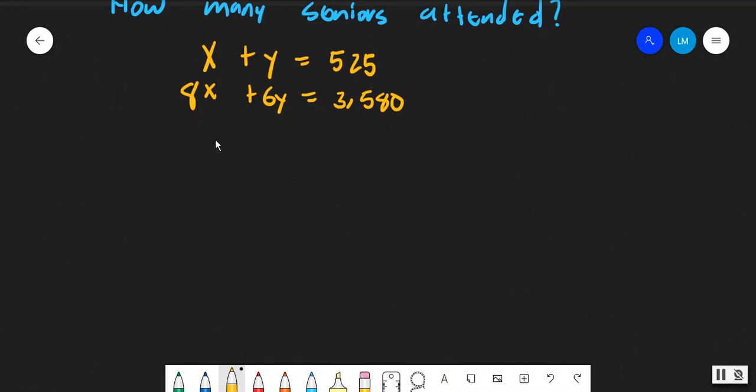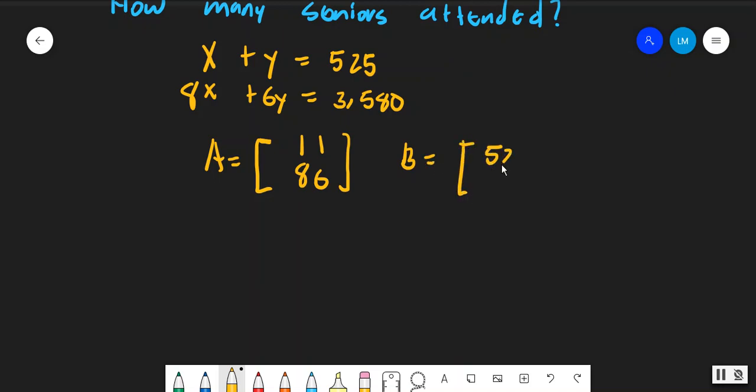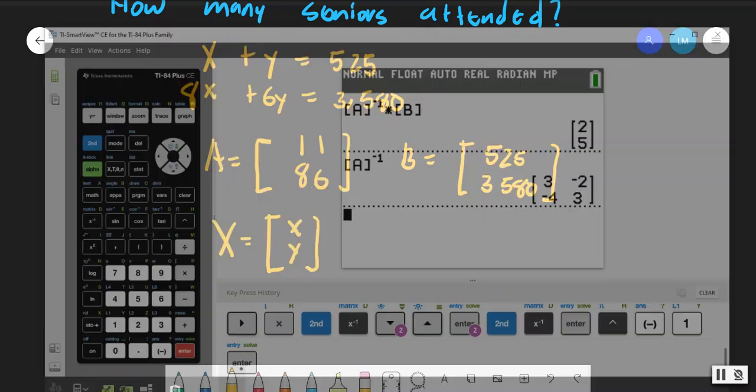Now, what that tells me is that we can set up our matrices. So for instance, A is the coefficient matrix 1, 1, 8, 6. Then B could be the matrix 525 and 3,580. So that means the matrix x comma y is where your solution is going to be. So first we need to find the inverse of A.